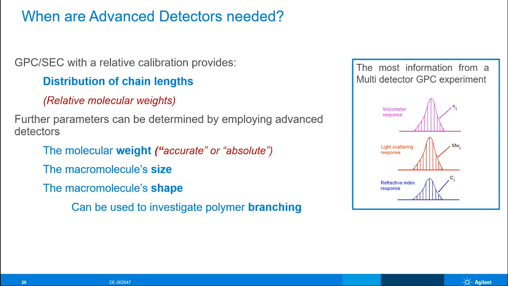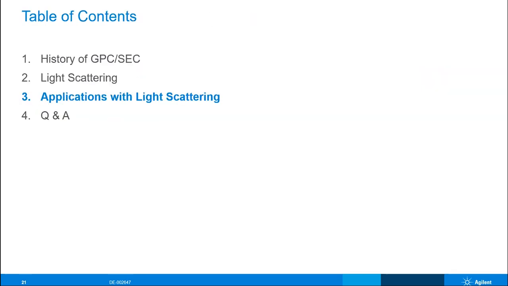Having covered the history and why GPC and SEC were developed, and talking about sort of the fundamentals in the physics and what light scattering can give us, it's time now that we're going to delve into some applications, looking at what customers and what we're doing with light scattering, and highlight where it can be used and the potential it has within a lab.